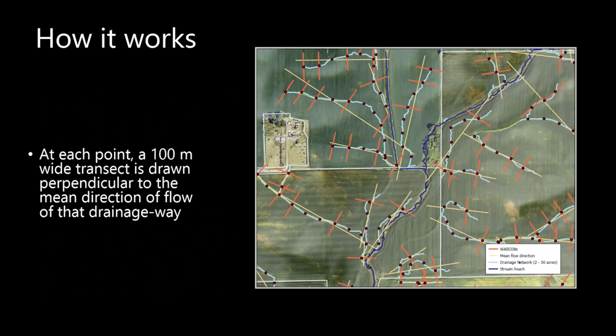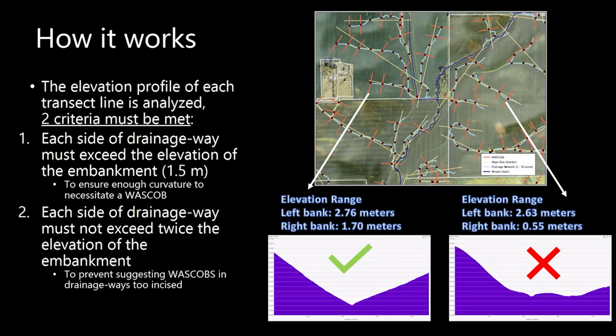With the points that are still remaining, a 100-meter wide transect line is drawn perpendicular to the mean direction of the flow of that particular drainage way. In the next step, the elevation profile of each transect line is taken and analyzed to make sure that both of the following criteria are met. First, each side of the drainage way must exceed the elevation of the embankment. In our case, we chose the default of 1.5 meters, so it must be higher than that. And this is to ensure the curvature to necessitate a WASCOB.